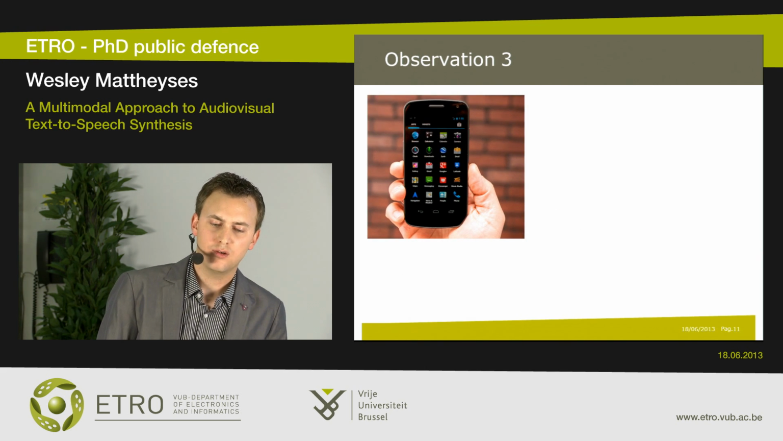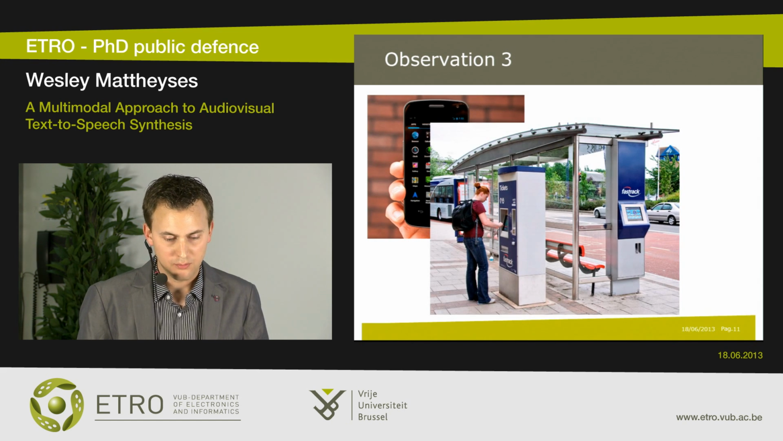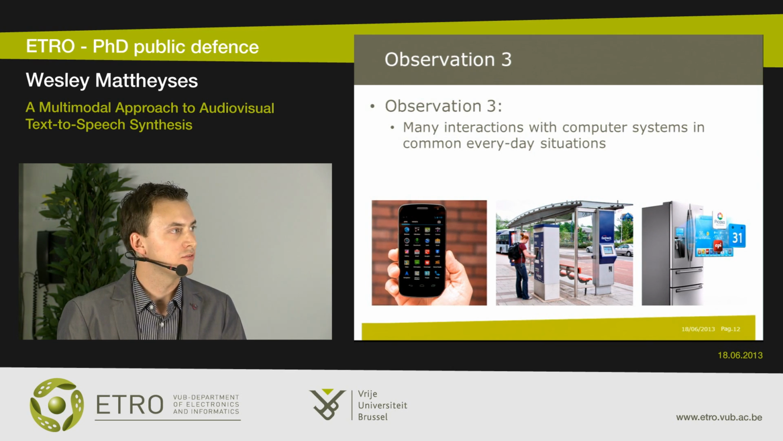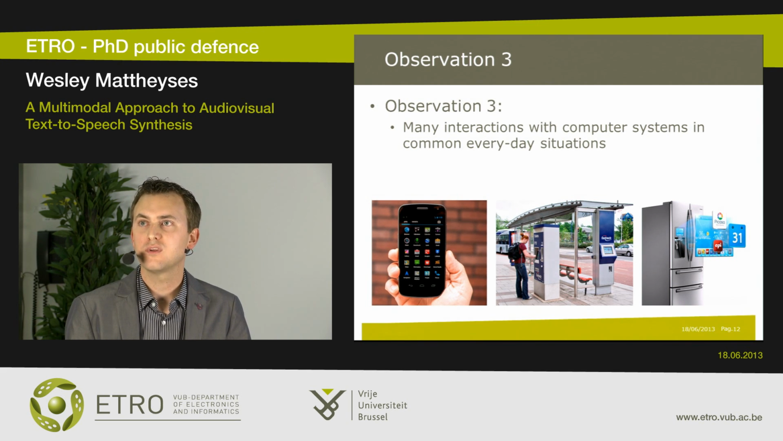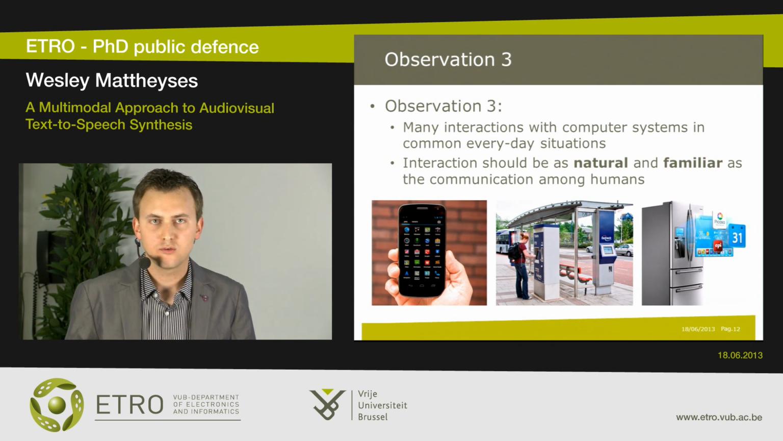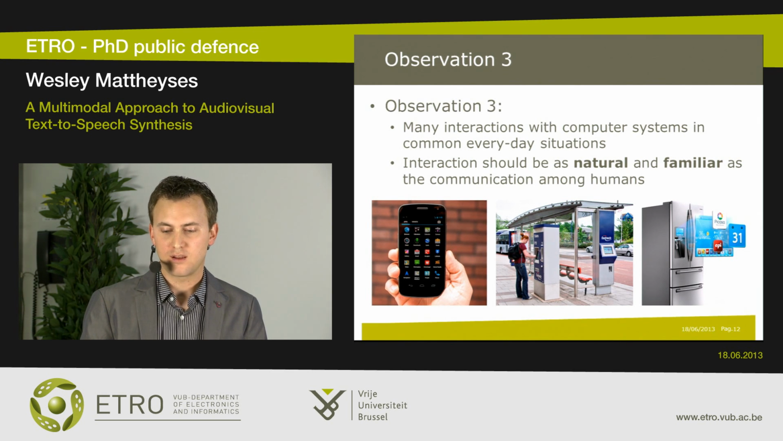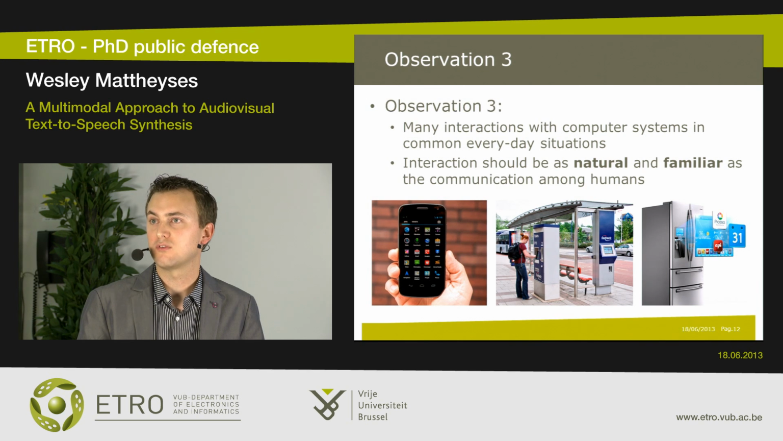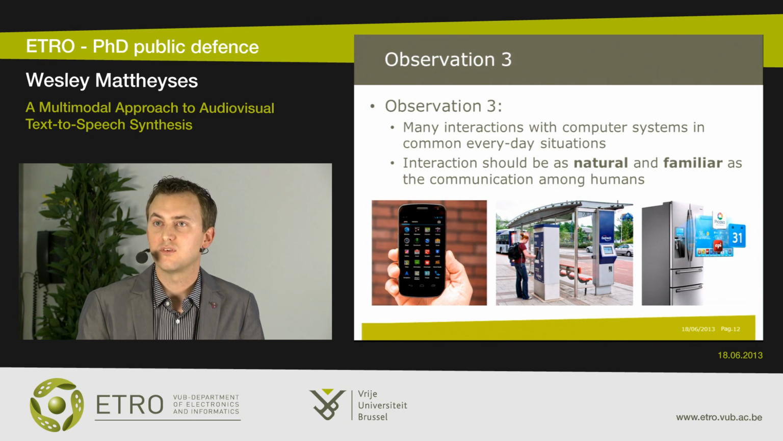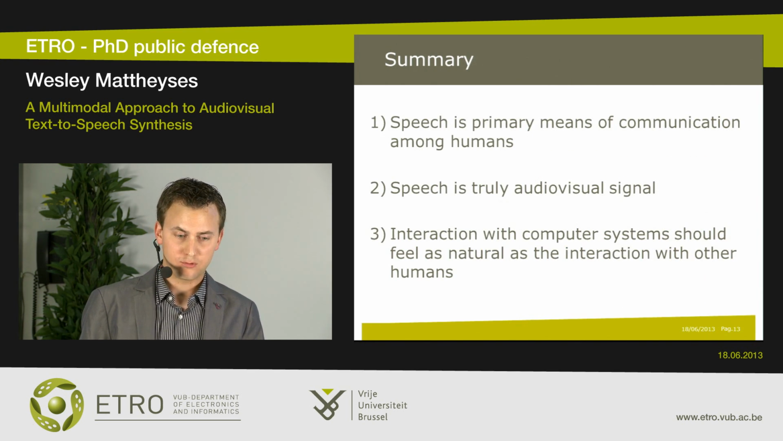For the third observation, I would like you to think about smartphones, about ticket vending machines, about information kiosks, and about smart fridges that tell us the cooking recipes or the weather forecast. Well, today we are surrounded by computer systems, and we interact countless times with such computer systems in common everyday situations. Now, of course, the ideal goal would be to have this interaction with these computer systems feel as natural and as familiar as the interaction with other humans, because then we will feel really confident in this communication because we will forget we're communicating with the computer system. So to sum things up, we know that speech is a primary means of communication among humans.